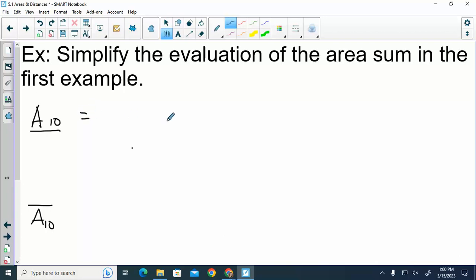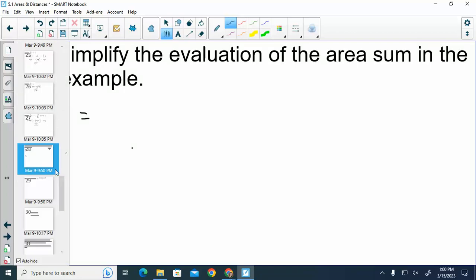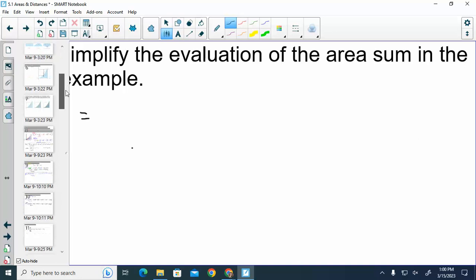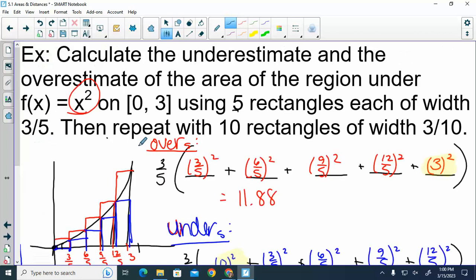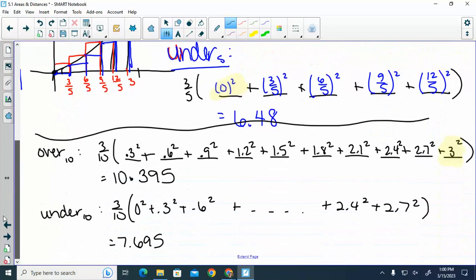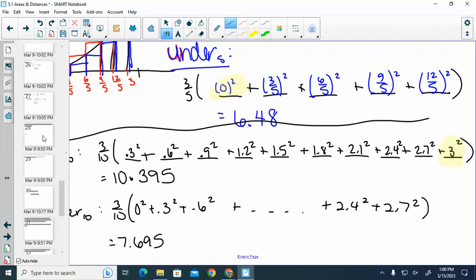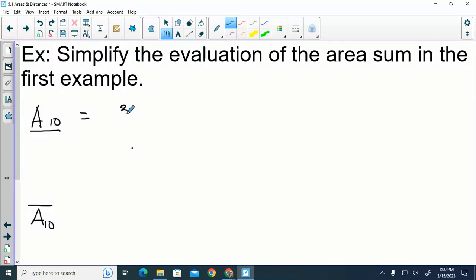Alright, so when we did these, think about what we did. We took all of them times what? The width, which when we did the 10 rectangles, my width was 3/10. So we have 3/10 times the sum. We went from 1, how many things did we add up? 10. Okay.